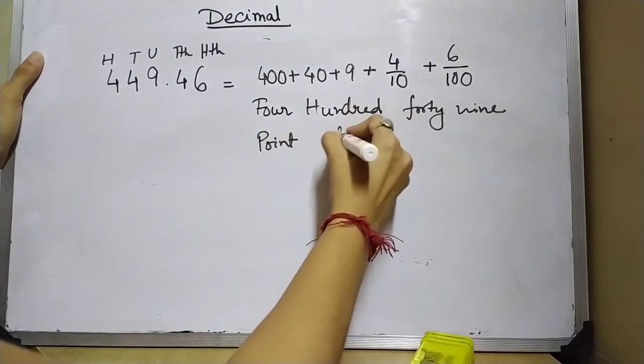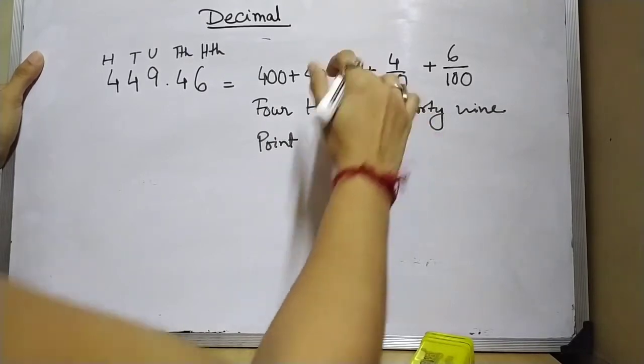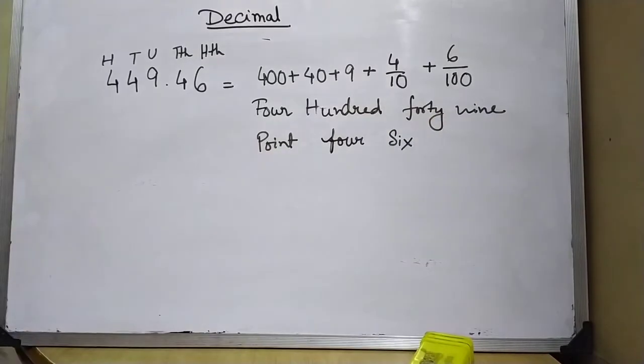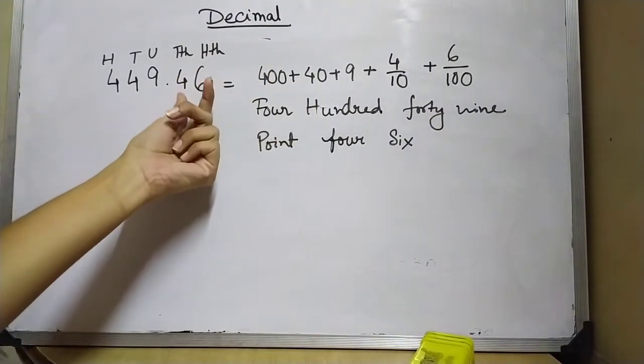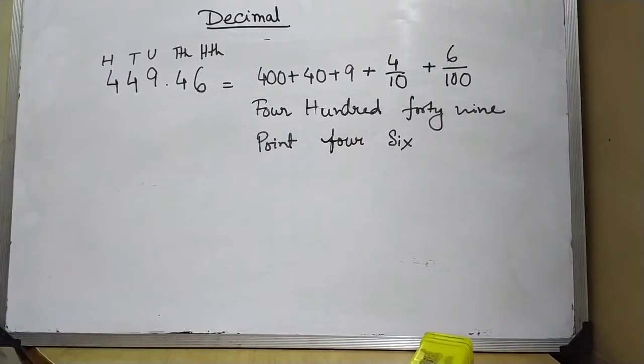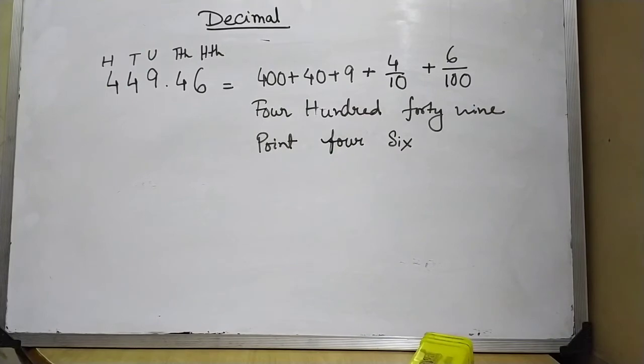449.46 you can write. No, sorry. After the decimal you cannot say forty-six, you will say four six only, because after the decimal you are using digits, so you cannot read it like forty-six. You need to be careful about this, okay? This is very, very important.